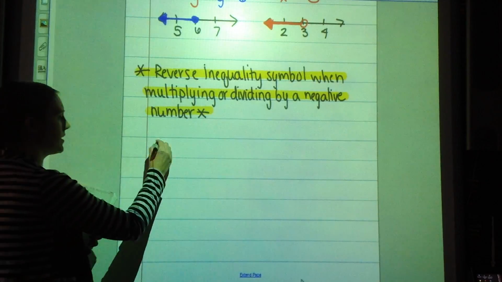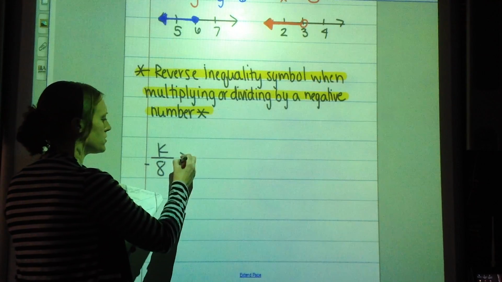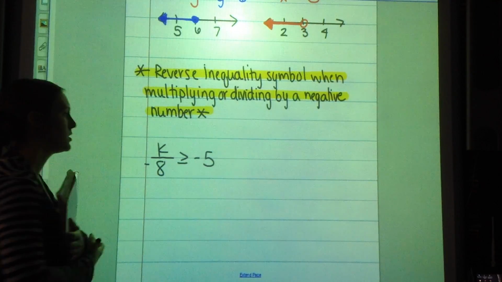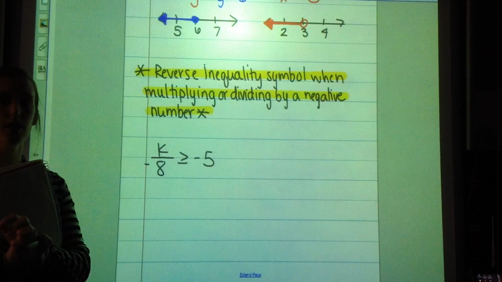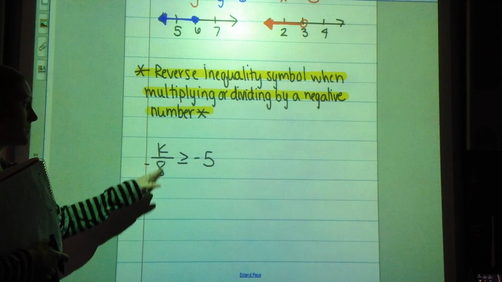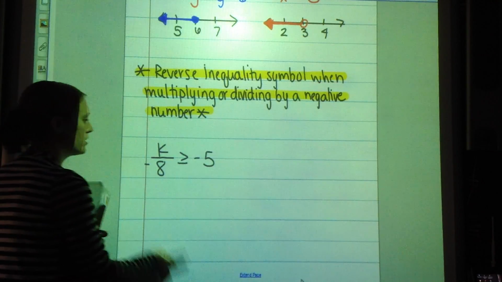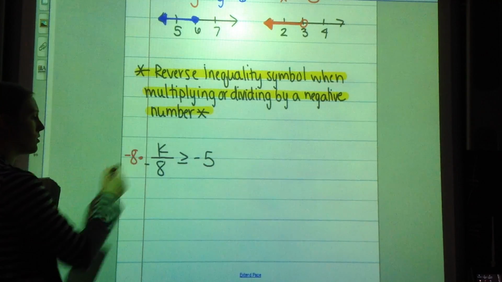K over negative 8 is greater than or equal to a negative 5. Our goal is still to solve for the k to isolate the variable, so we're going to use the inverse operation. On the left side here, I see that they're dividing. The opposite would be multiplication. And I need to bring that negative over.